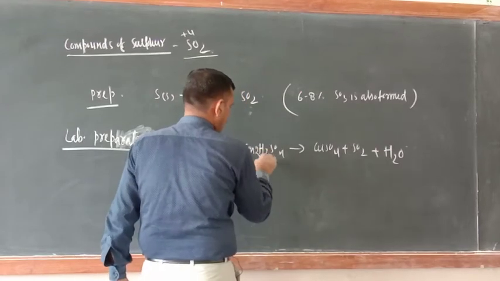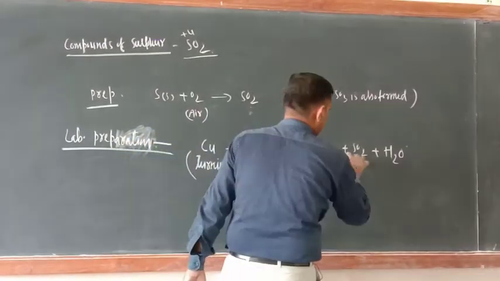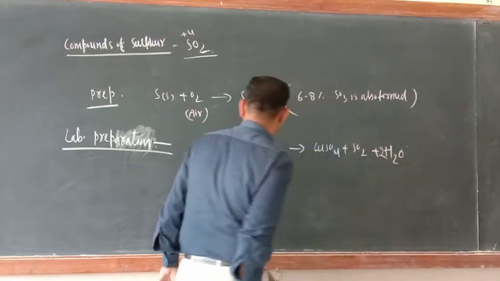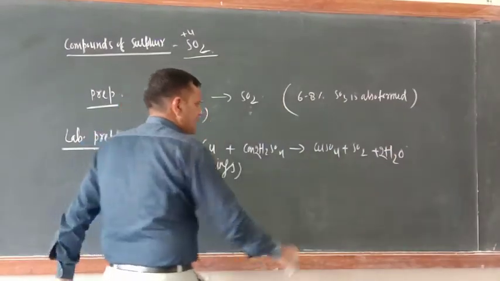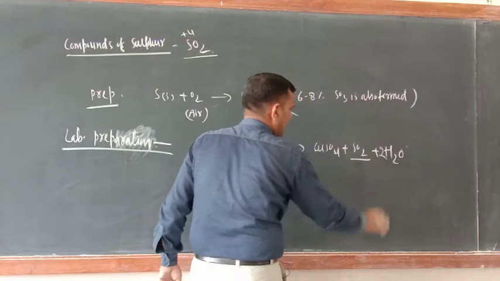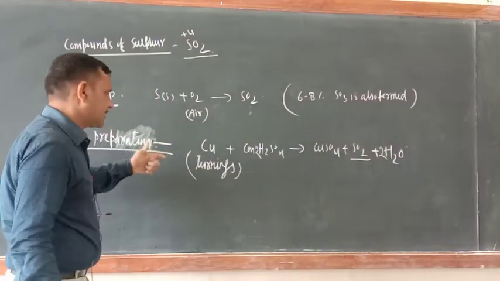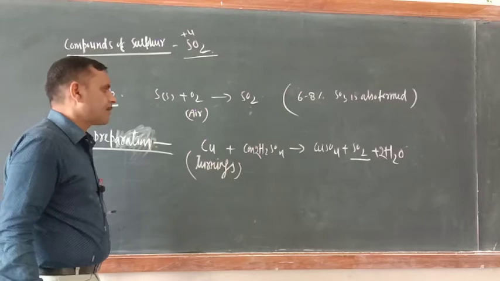Write down here 2. So 8 oxygens are there, so 4 to the 6 and this one. Now it is balanced. So is sulfur dioxide gas formed here or not? SO2 is formed. This is the laboratory preparation, using copper turnings.